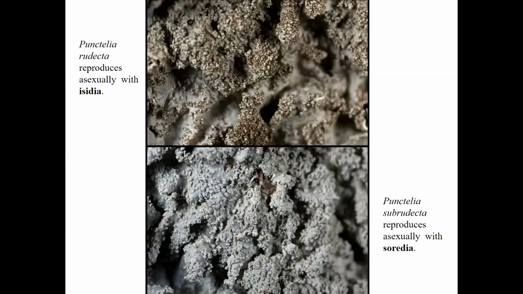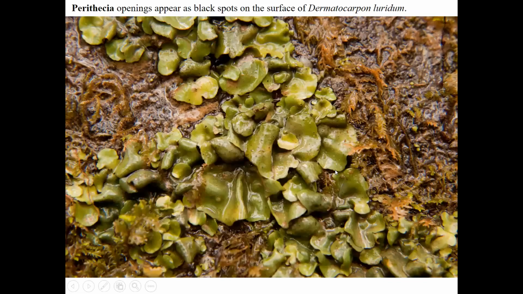So here's a picture of the asexual reproductive structures. The resolution of the projector probably isn't good enough to show you, but please believe me, the one on the top has those finger-like projections called Isidia, and the one on the bottom, the powdery sloughing off called Soredia. And many lichens, I guess most lichens, reproduce either exclusively asexually by means of these sorts of things, or predominantly asexually by means of these sorts of things. That is to say, asexual propagules.